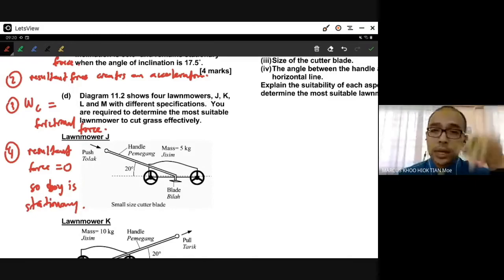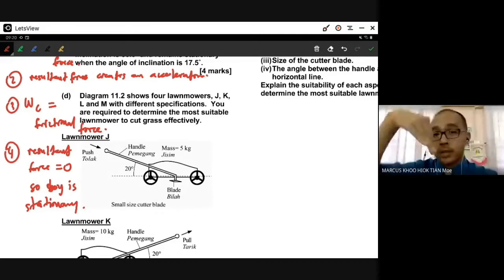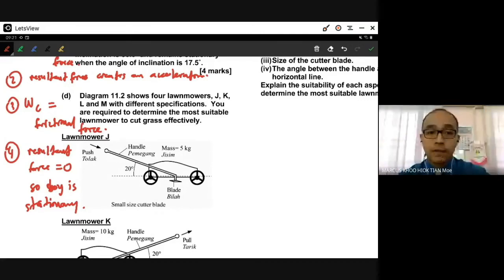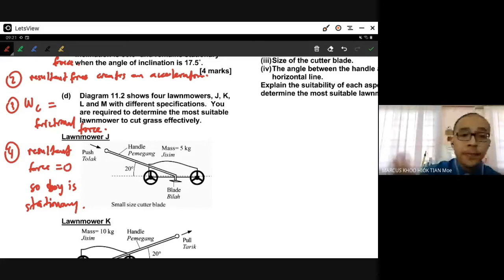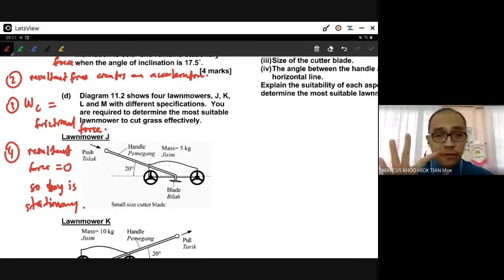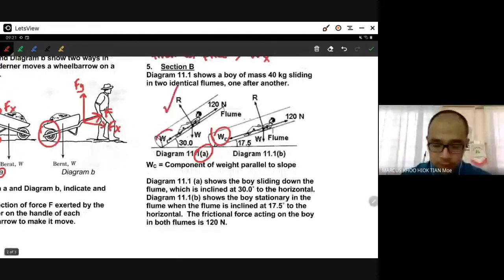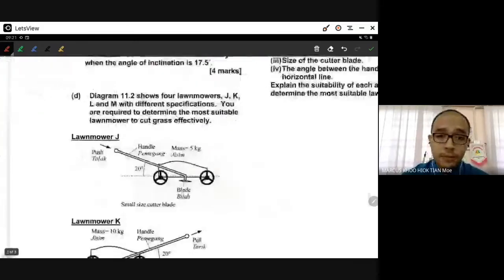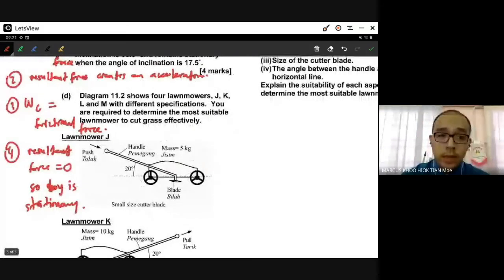So this is how you will get the 4 marks. You talk about why at 30 degrees he can slide, because the angle will create a WC bigger than the frictional force. And then in the second one, on number 3 and number 4, WC is equal to the frictional force, which is in this case, WC and frictional force is about the same. Okay, that's why the boy will be stationary.